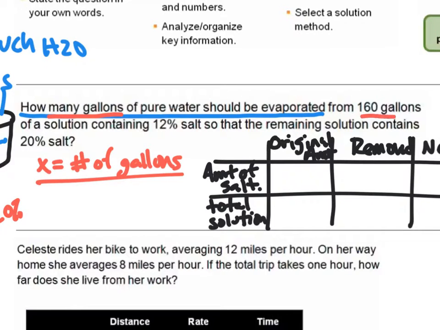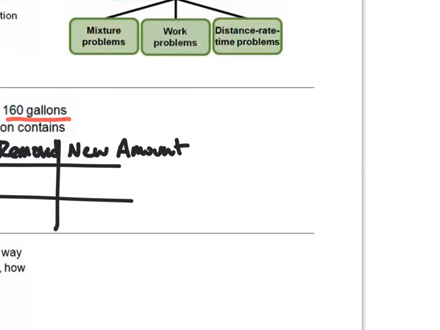160 gallons of a solution. All right, so I'm going to put 160 gallons. Okay. Now, it said that 12% of that was what was in there already. And you did the right thing. You were like, well, we need to find 12% of 160. So if you do that, I'm going to do all this math up here.